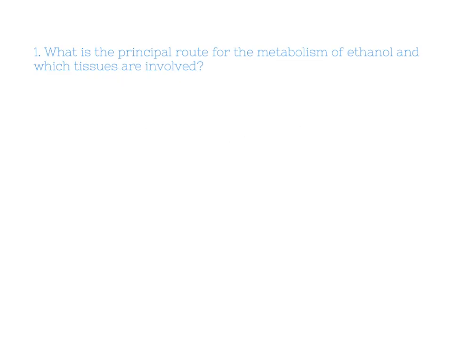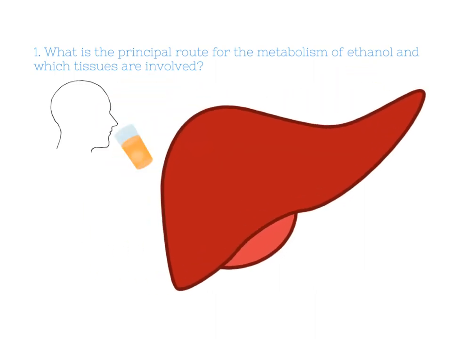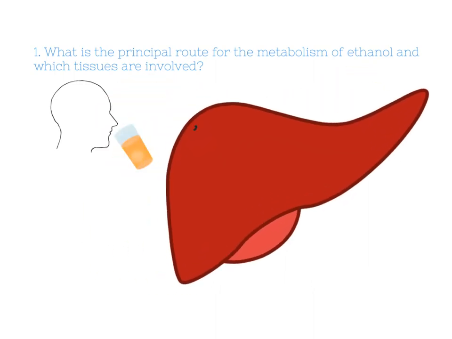Let's start with the first question. What is the principal route for the metabolism of ethanol and which tissues are involved? When we drink, alcohol is absorbed by our GI system and then is primarily metabolized by the liver. The first step in this process is the oxidation of ethanol to acetaldehyde by the enzyme alcohol dehydrogenase.